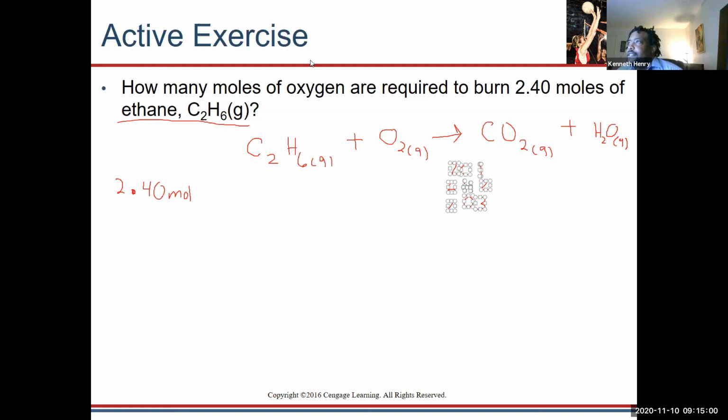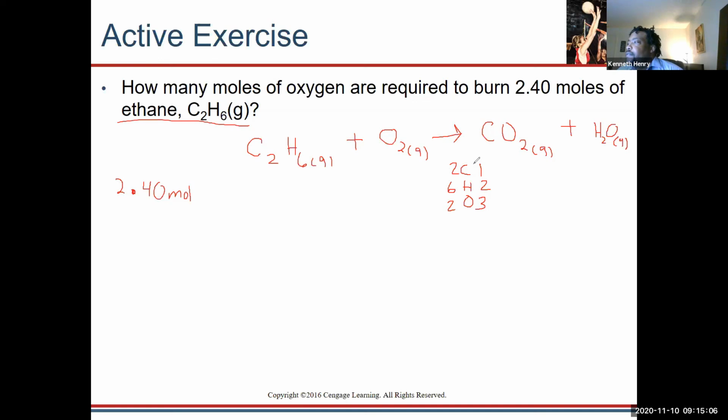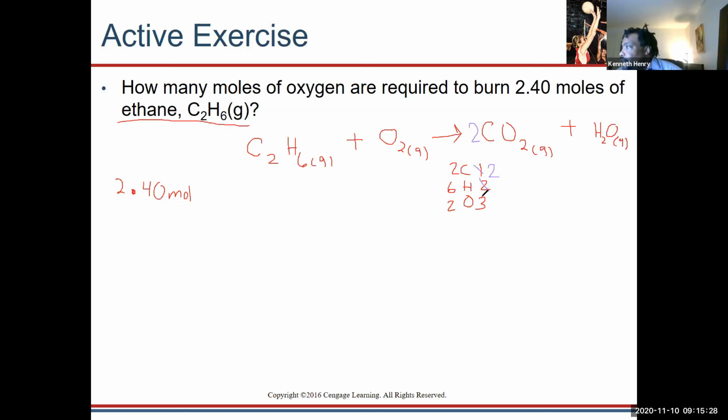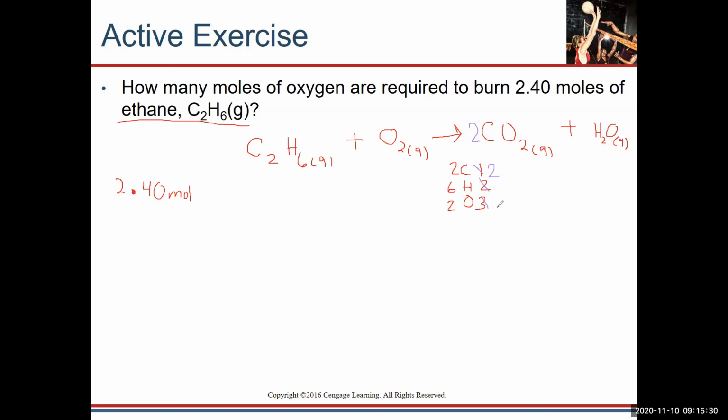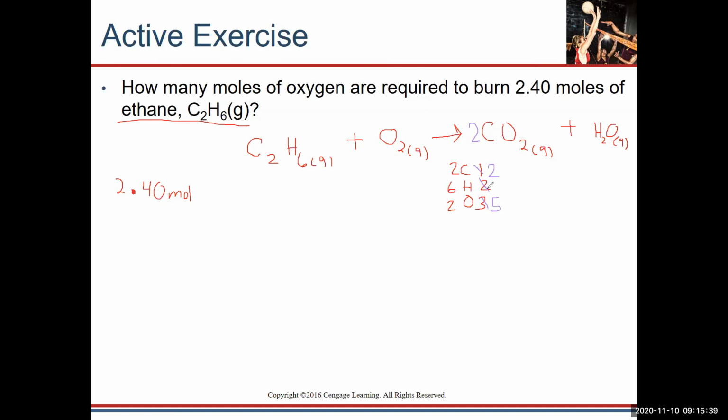Is it balanced? No. Okay, so let's balance it. I have 2 on my reactant side. How can I get 2 on my product side? 2 in front of the CO2. Times 2 is 4, so 4 oxygen. Okay. Now what about my hydrogens? I have 6 and I have 2 on my product side. So 3.